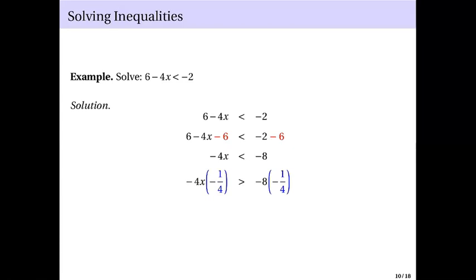And then we just simplify. We will obtain, of course, negative 4 multiplied by negative 1/4 is just 1, so we'll just have x. On the other side, we have negative 8 times negative 1/4, that's positive 2. Okay? So we now have x greater than positive 2.